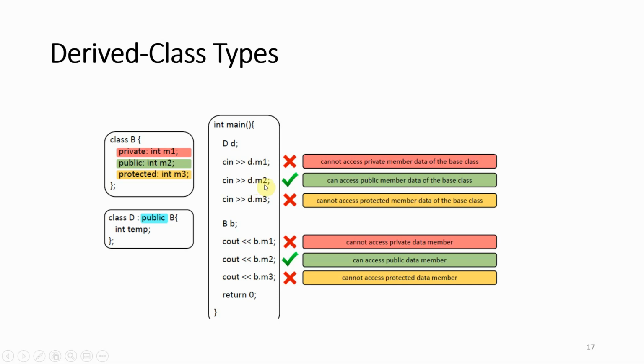D.m2, the same way. D.m2 is public, this is public, so that's fine. M3, this was protected, and this is public, so M3 is going to be inherited as protected. It cannot be accessed here, D.m3.